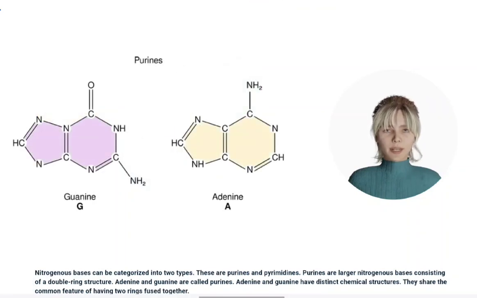Nitrogenous bases can be categorized into 2 types. These are purines and pyrimidines. Purines are larger nitrogenous bases consisting of a double ring structure. Adenine and guanine are called purines. Adenine and guanine have distinct chemical structures. They share the common feature of having 2 rings fused together.